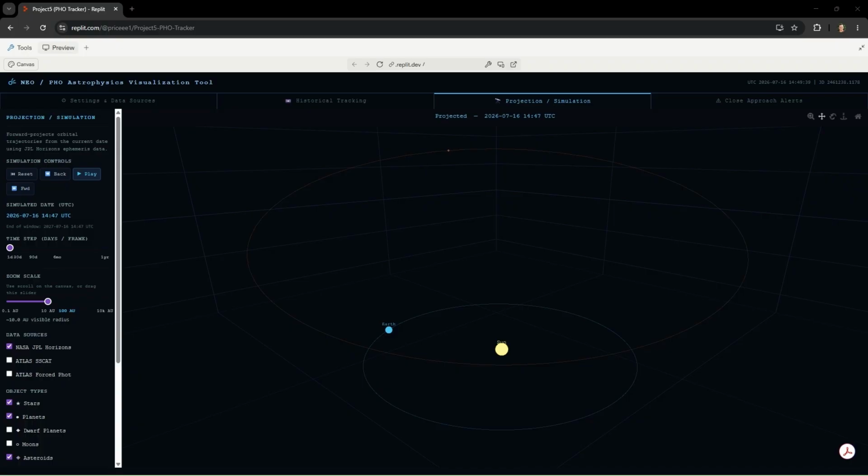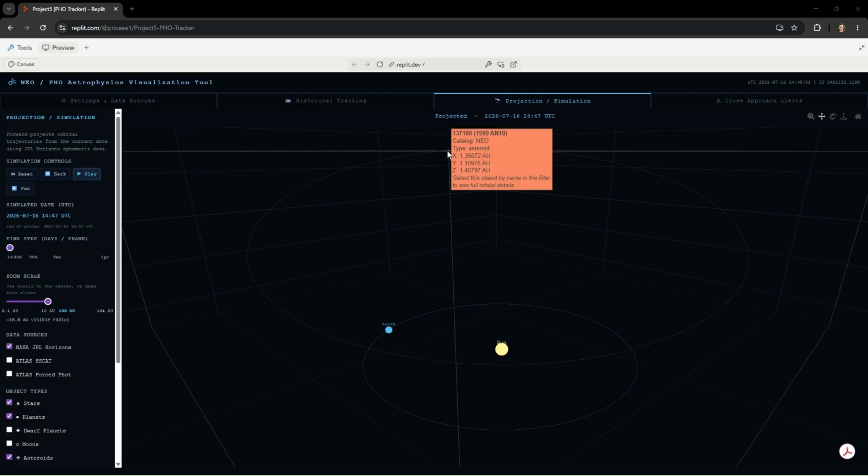Next, I'll show you a couple of future close approach events. The first one is a near-Earth object called 1999 AN10. It's an asteroid with designator 137108. It's scheduled to have a flyby past Earth on August 7th, 2027, with a lunar distance of about 1.